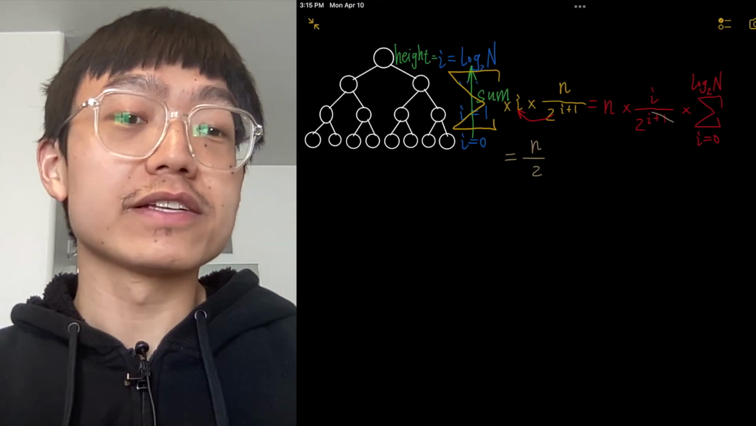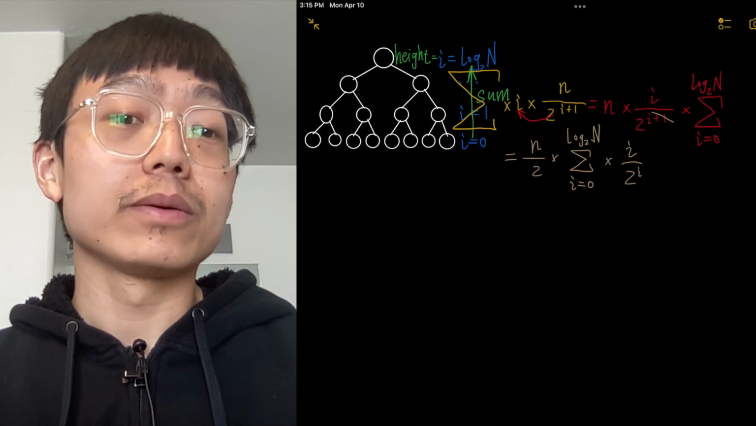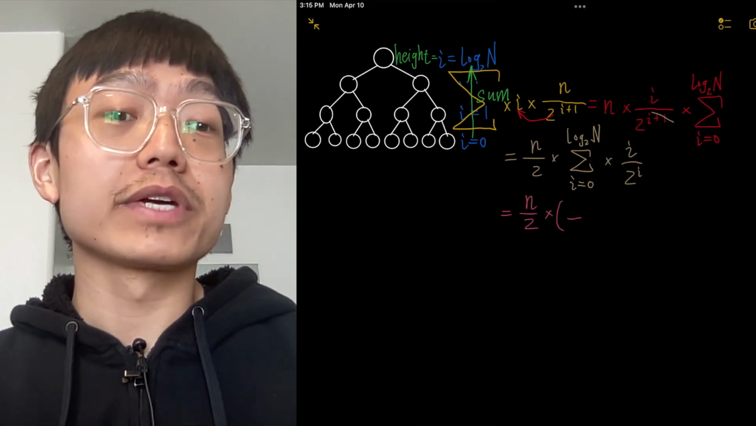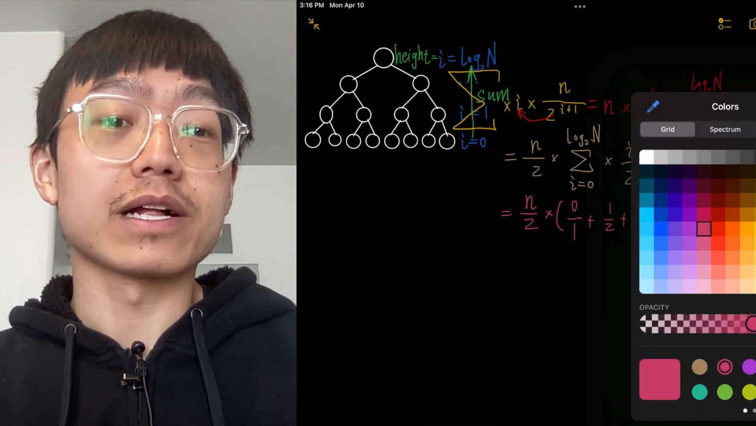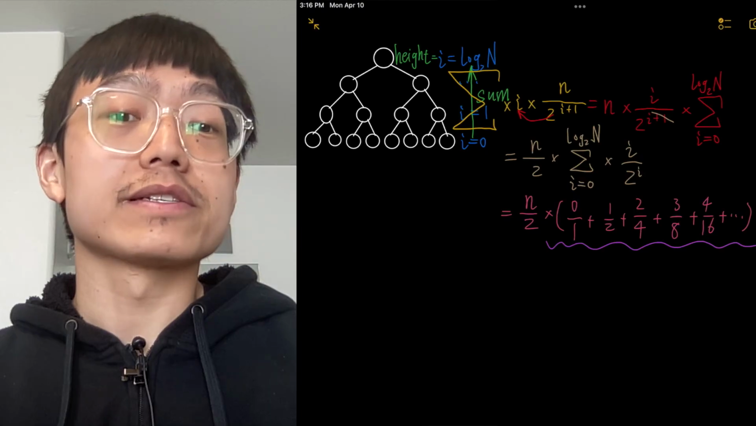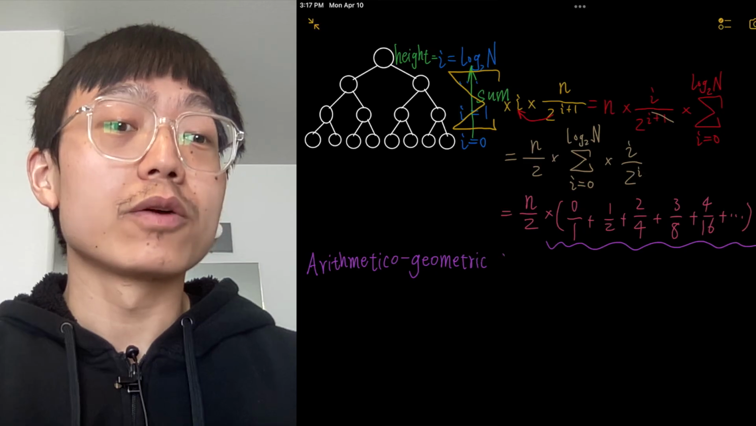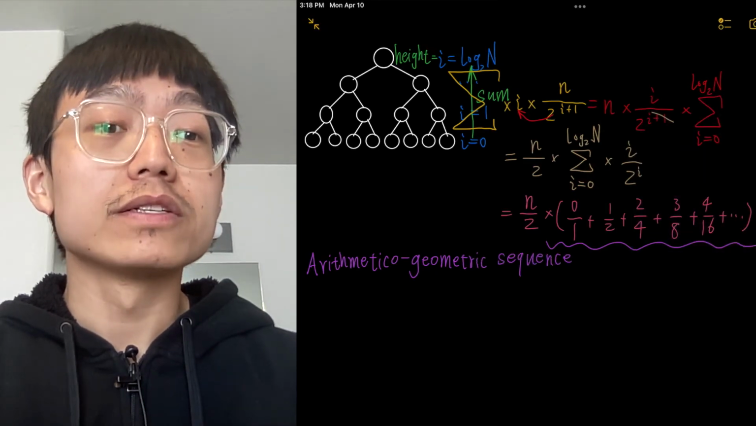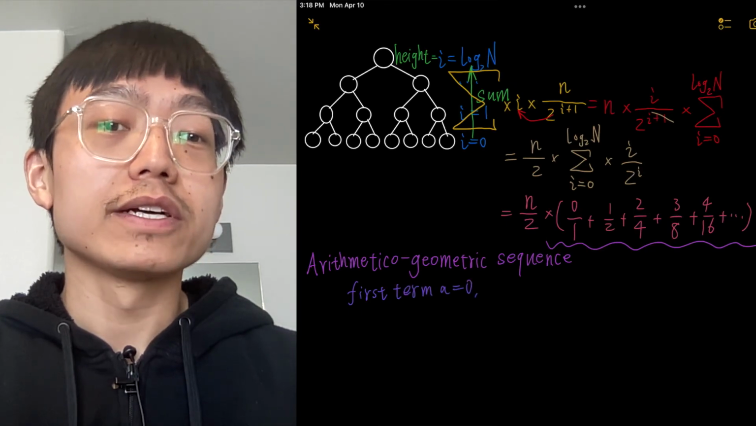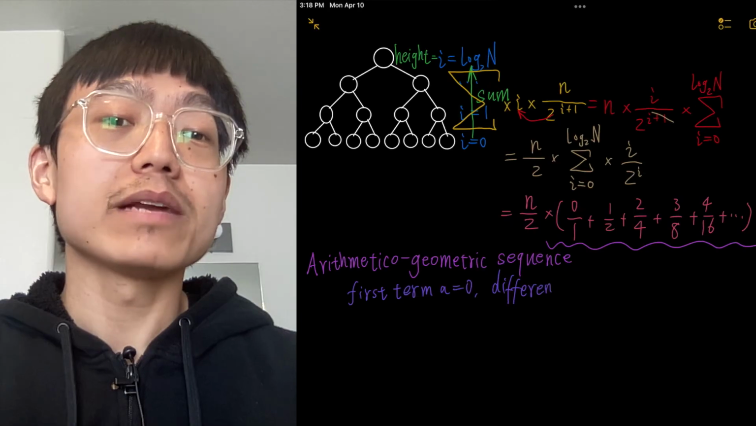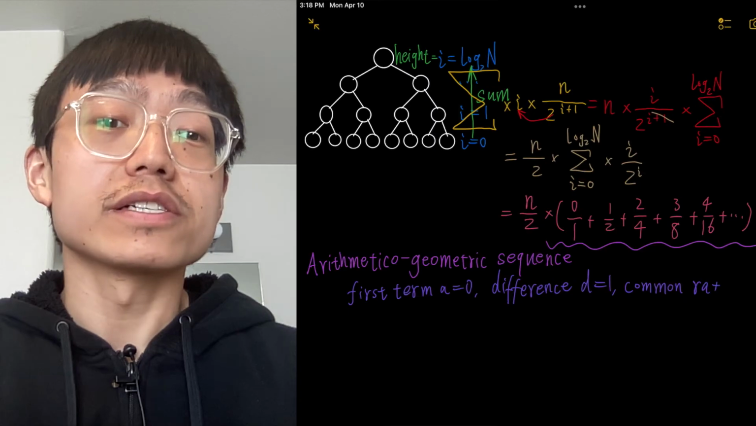Then we can extract this n and convert it into an expression like this. And we can also extract this half. So to get this equation, now we are left with just the expression for our sum. And next, we can expand the sum like this. And we can see that this sum in this equation is an arithmetico-geometric sequence. The first term is 0, its difference is 1, and its common ratio is a half, and n is how many elements we have. So as n approaches infinity, this sum converges to 2.